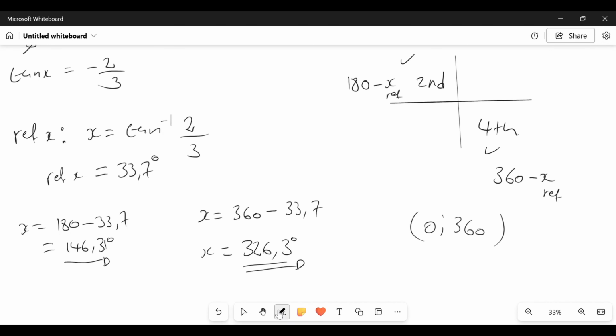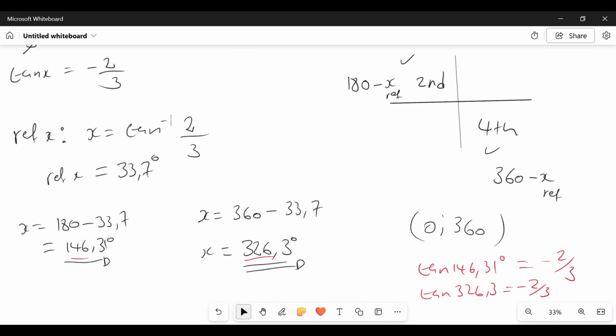If you want to check if this is correct for the x values, you can substitute them into the original equation. You can write tan 146.31, which is supposed to give you negative 2 over 3, or the decimal answer that is equivalent to this, guys, right? Again, if you want to check the other one, you can write tan 326.3. It should give you negative 2 over 3. Guys, this is how you're supposed to do this one.